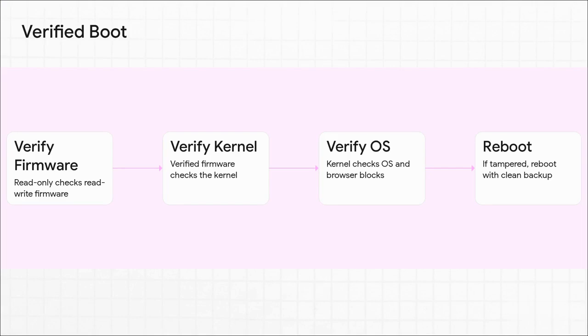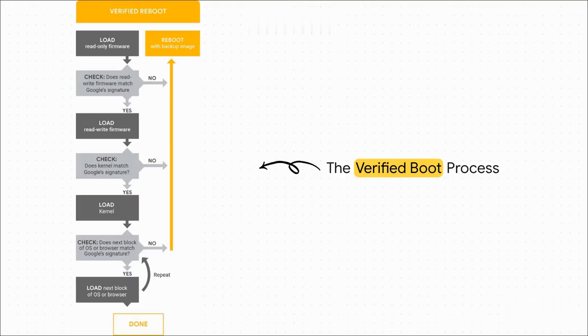The literal second you hit the power button, read-only firmware checks a cryptographic signature provided by Google. Think of it as an unbreakable digital wax seal used to verify the read-write firmware. Then, that firmware verifies the system kernel, and finally, the kernel verifies every single block of the operating system and browser before it even lets you log in. Think about how this flows in practice.